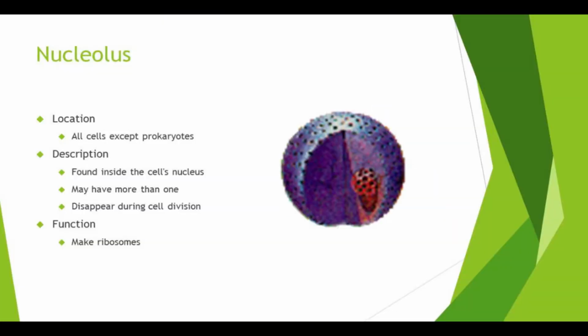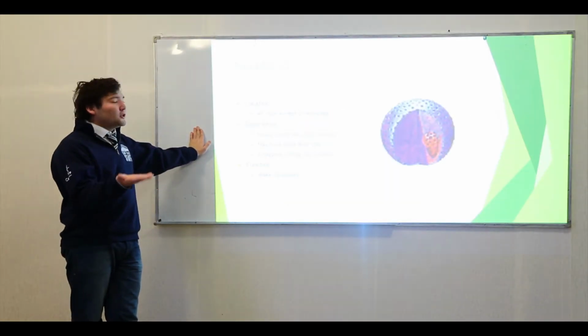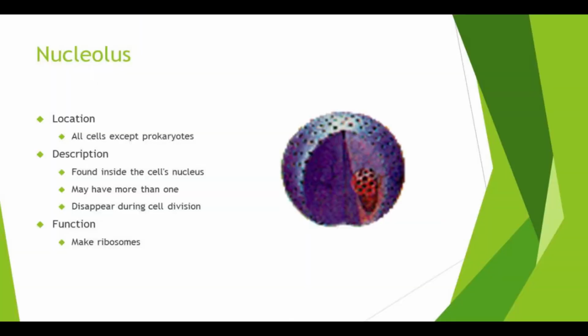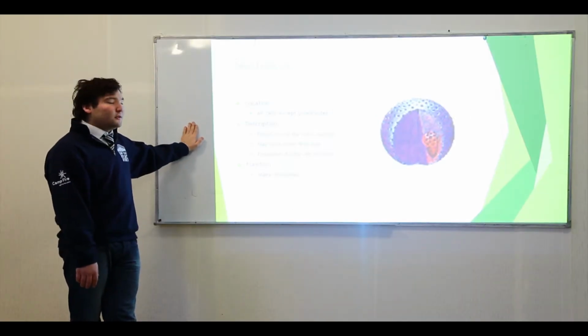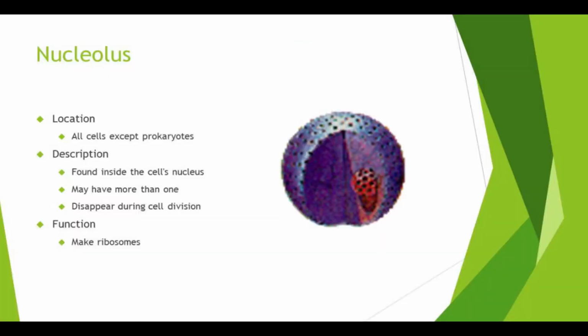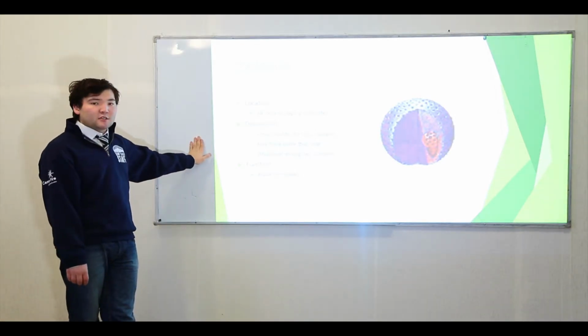Next. So, what is the nucleolus? We already saw that the nucleolus is located within the nucleus. Because of this, we can say that the location of the nucleolus is all the cells except for prokaryotes. Description of the nucleolus is that it's found inside the cell's nucleus, may have more than one, and disappears during cell division. And the main function of the nucleolus is making ribosomes.